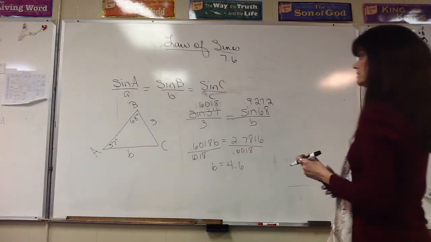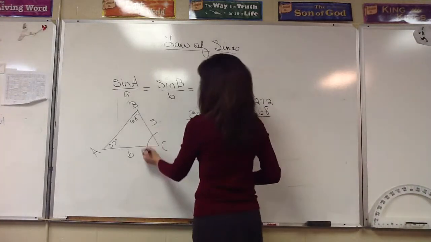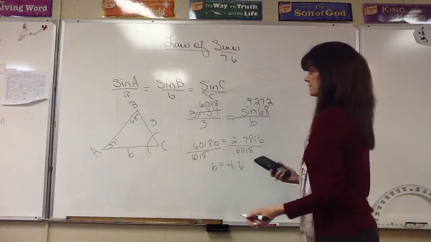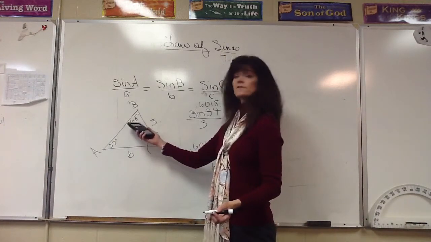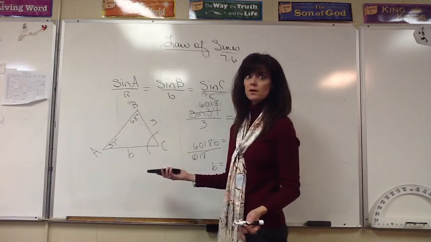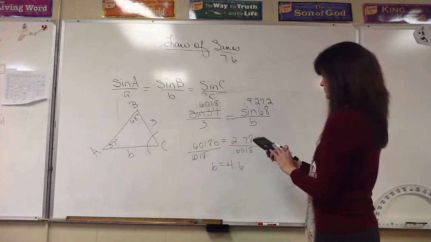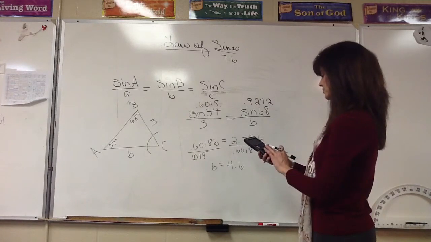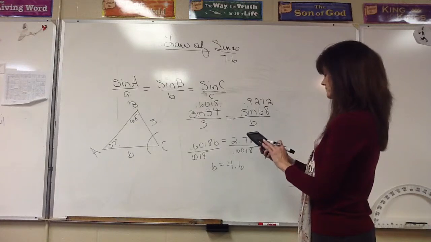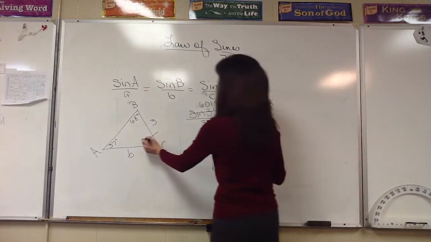Now, I can go on to solve for side C. I can easily find angle C just by subtracting the sum of 37 plus 68 from 180, because we know that the three angles of a triangle always add up to equal 180 degrees. So I'm going to say 180 minus, in parentheses, 37 plus 68. And that equals 75 degrees.